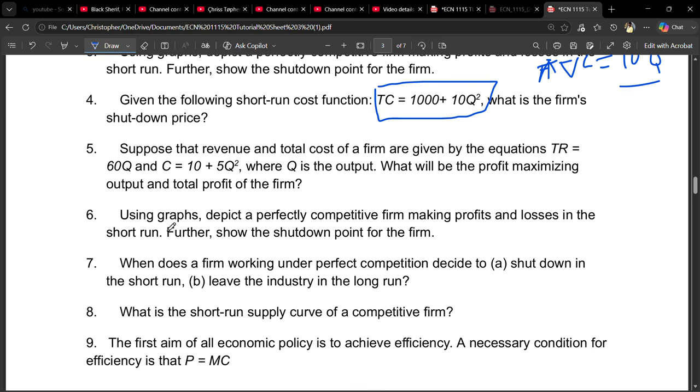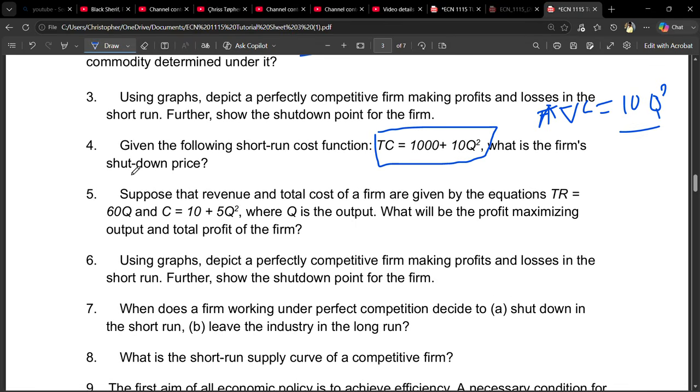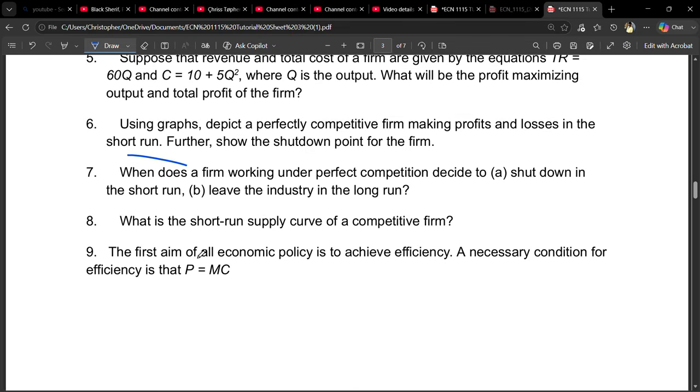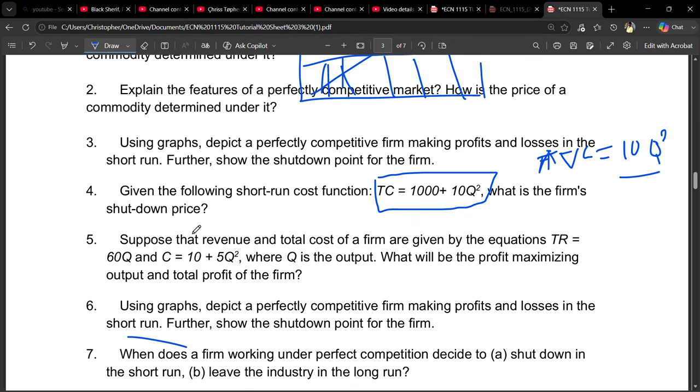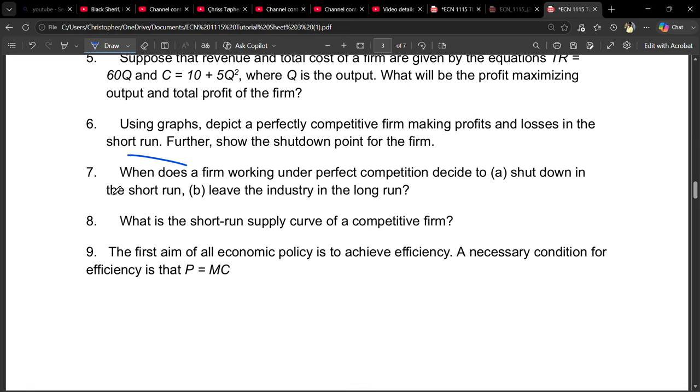Question 6 is saying using graphs depict a perfectly competitive firm making profits and losses. Okay, this is question 6, which was brought back, and we explained it earlier in question 3. Okay, we'll move to question 7 then.